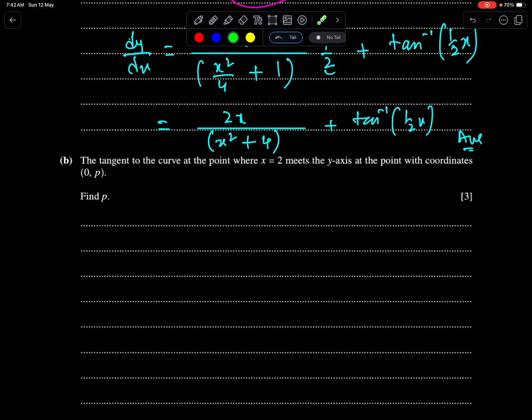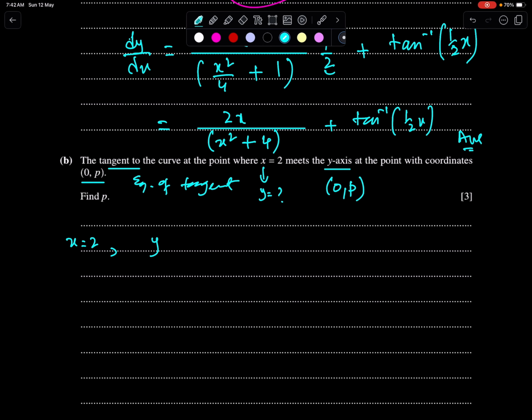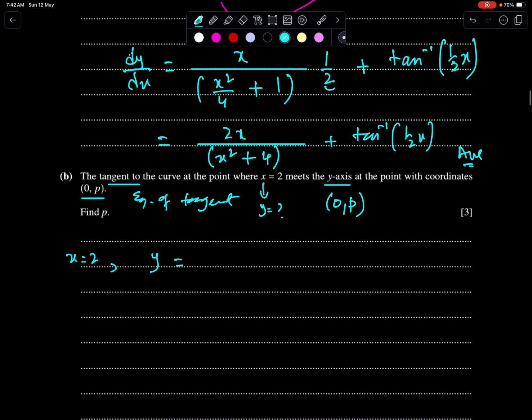The tangent to the curve at the point where x is 2 meets the y-axis. Tangent. So we first need equation of tangent at x is 2. That means we need y coordinate as well. Meets the y-axis, meaning the coordinates will be 0, p. It's given. So first we need y coordinate or gradient of tangent. So first I'm working for y coordinate. Y is equal to 2 tan inverse.